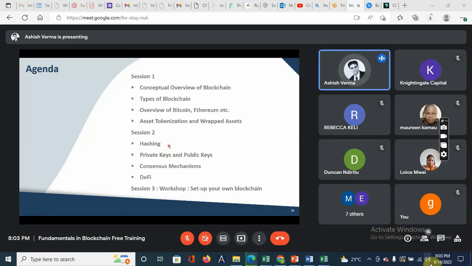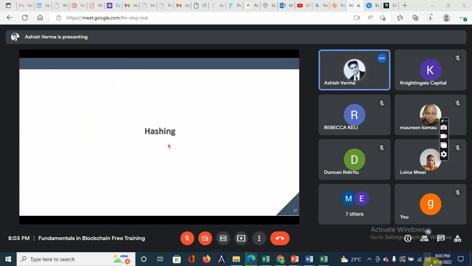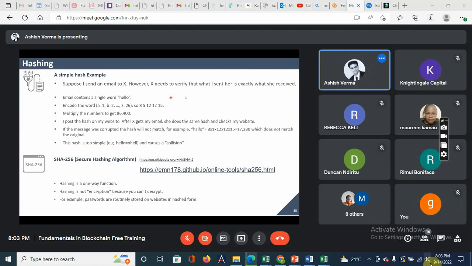Having said that, let's dive into the first topic, which is hashing. Yesterday we spoke about how hashing plays a very important role in blockchain, especially in how the blocks are chained together through hash. So let's understand in a bit more detail what exactly hashing is. To start with, let's take a very simple hash example. This is just to make you understand. This is not the real example, but it will give you a sense of what is happening.